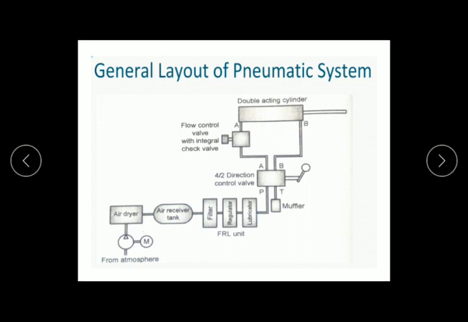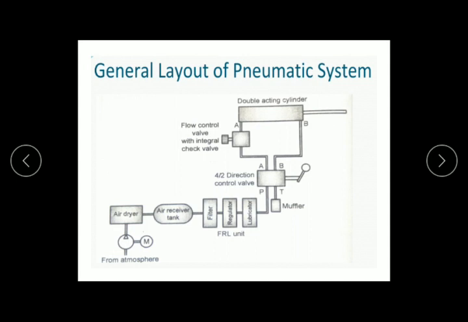So in case of a pneumatic system, the air is drawn from the atmosphere and sent to the compressor. The compressor compresses the air up to a certain pressure. Then this pressurized air is passed through the air dryer. The purpose of the air dryer is to remove the wet air particles to avoid any type of contamination in the system. Then this dry compressed air is stored in the air tank. The air receiver tank acts as a reservoir for the air.